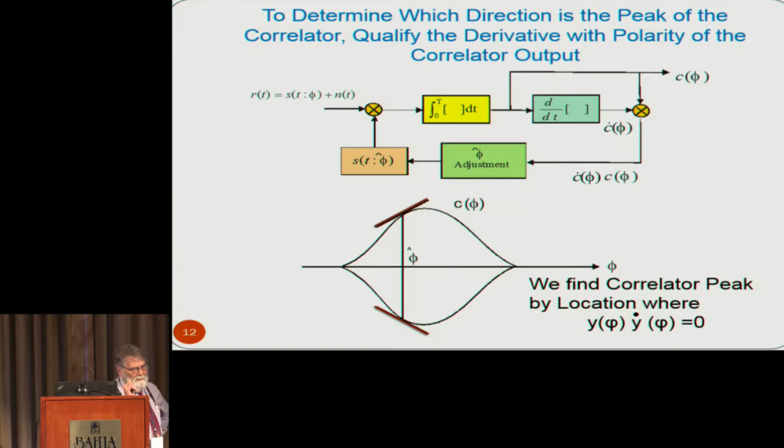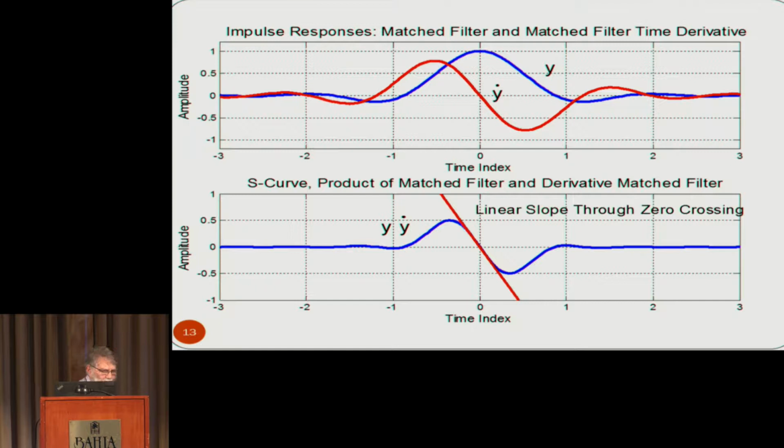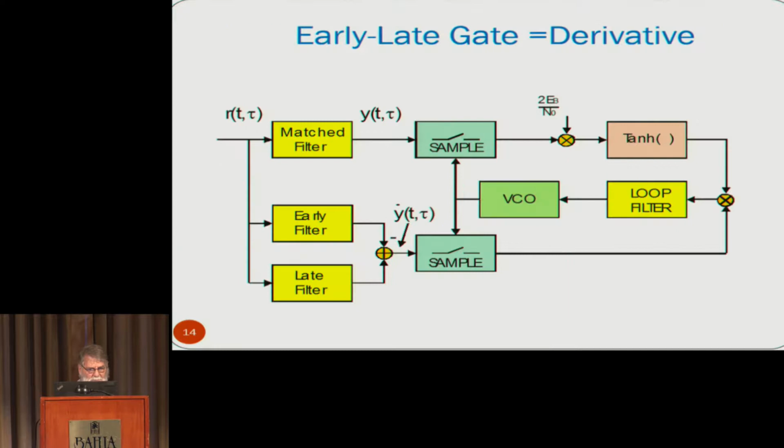Now, our interest is having y dot go to zero. But if you have a product, either one can go to zero and still satisfy the equation. In fact, there are estimators which make y go to zero instead of y dot. So this is the y dot model, and it's that negative going zero crossing which is the operating regime for this timing recovery loop.